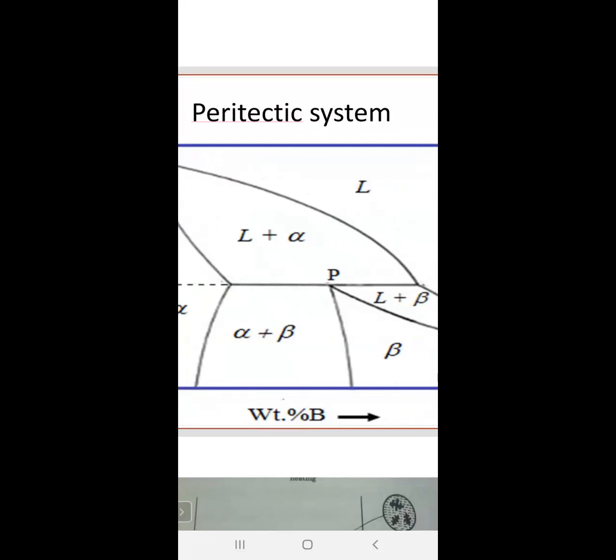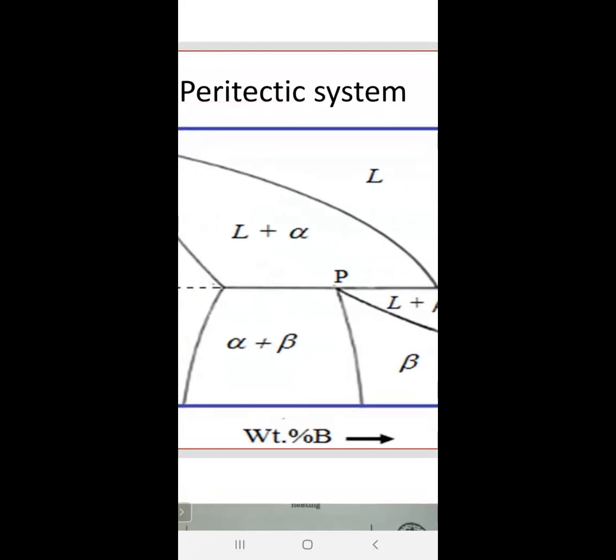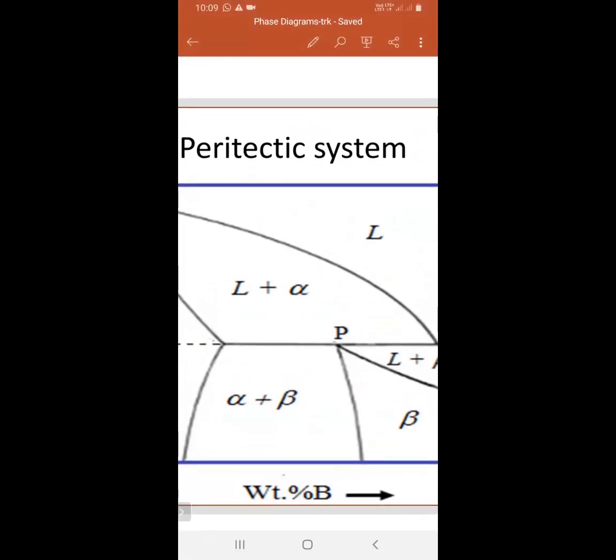Now when it reaches there, it transforms. See here, the P point is there. Is it visible? Here the P point is there. Here liquid plus alpha is there.